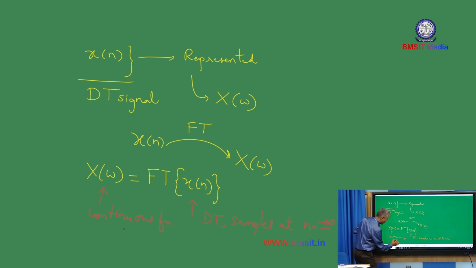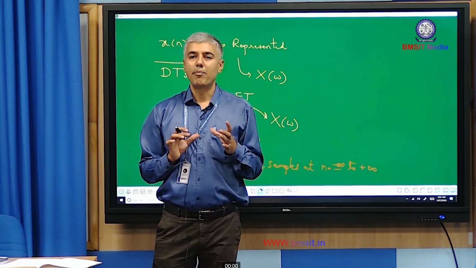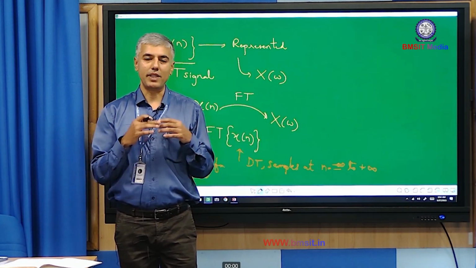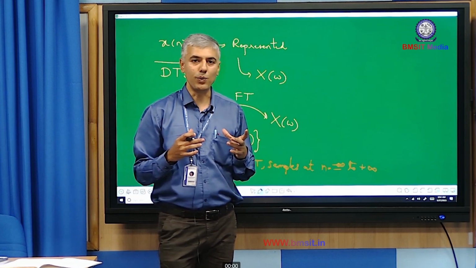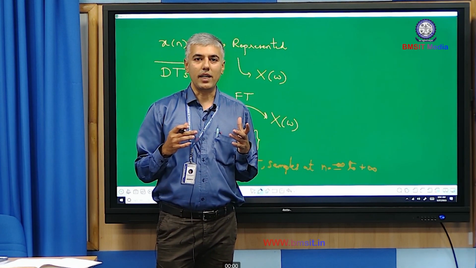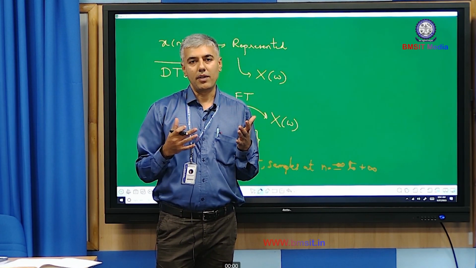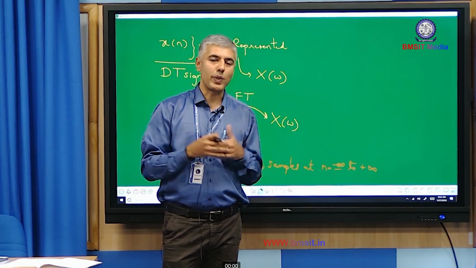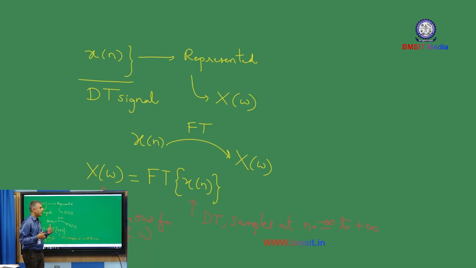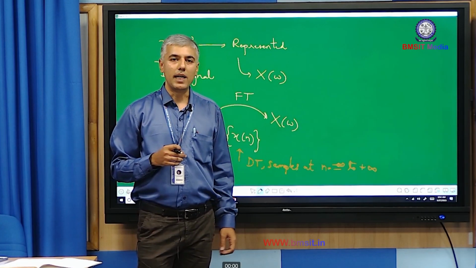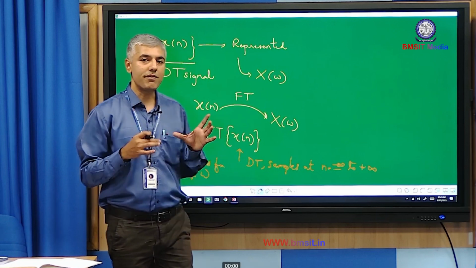So, this particular aspect, if the learner is paying attention to it, will be giving rise to varieties of questions in his mind. So, I would like to stress on this particular aspect, that is, X of omega is a continuous function of omega.